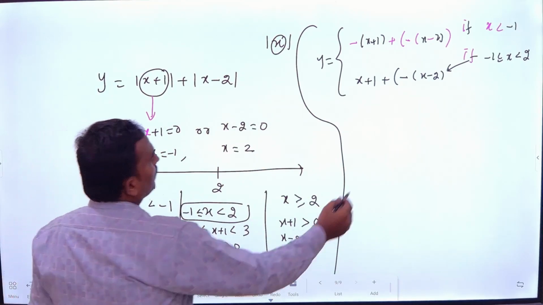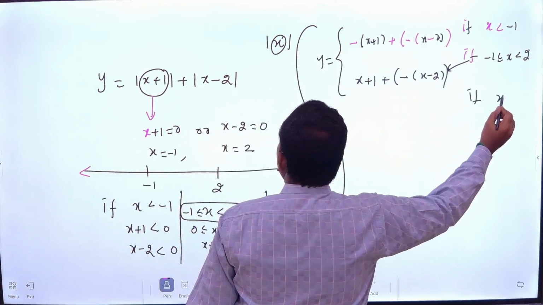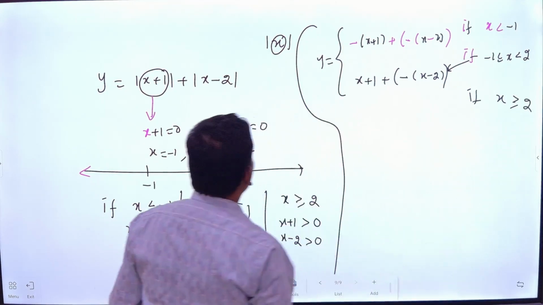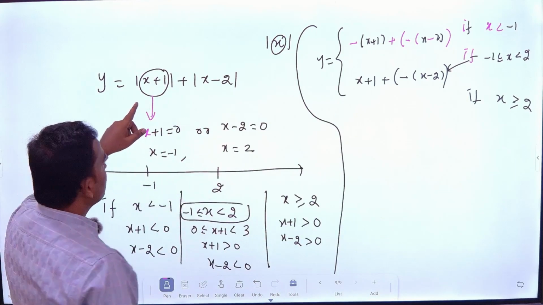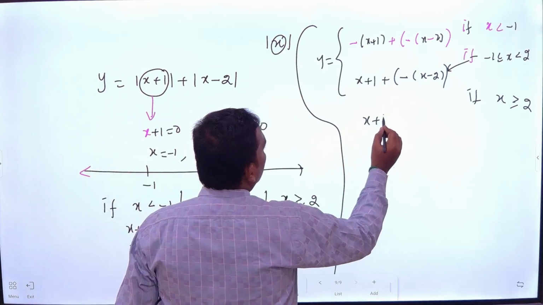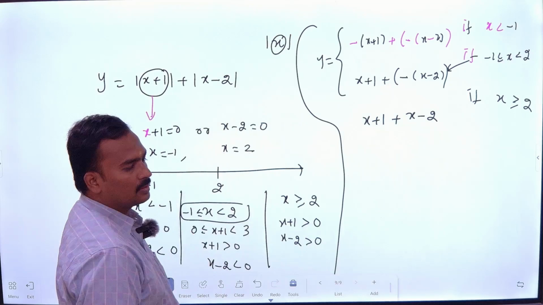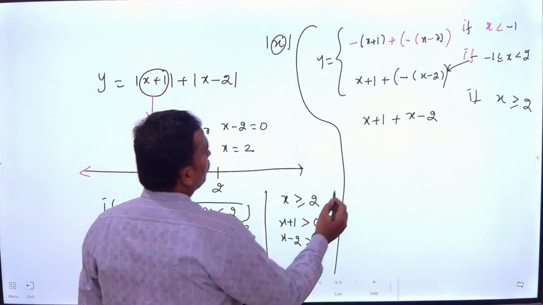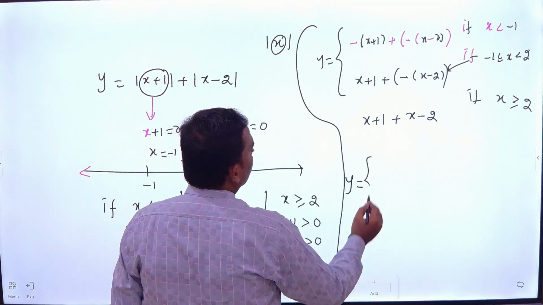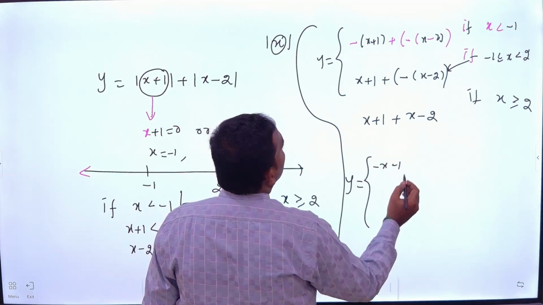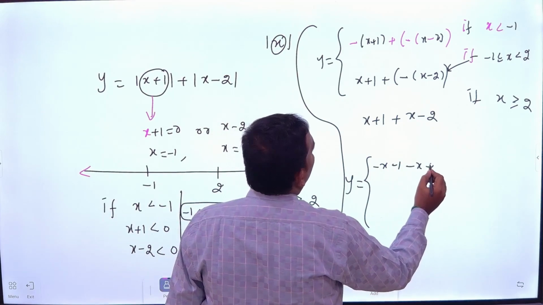Next, if x is greater than or equal to 2, in that case both are positive, right? Therefore mod x plus 1 you can write as x plus 1, and mod x minus 2 you can write as x minus 2. That's it, right? Now, how to rewrite it here? So, minus x minus 1 minus x plus 2, right?